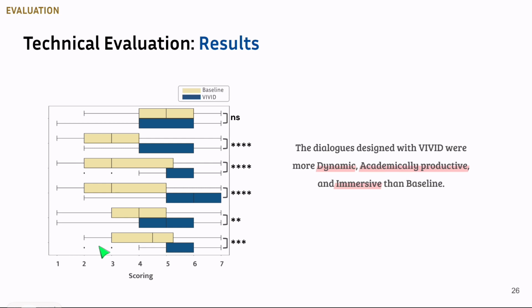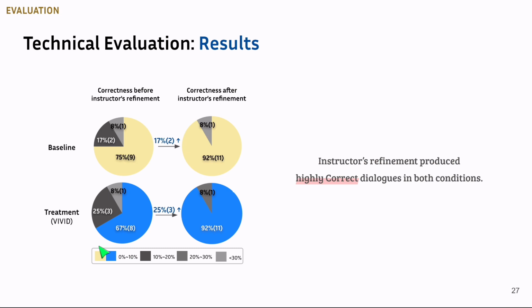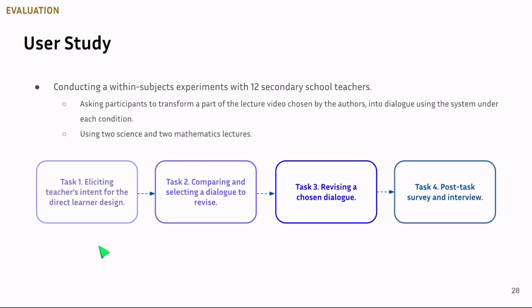In a nutshell, our technical evaluation showed that the dialogues designed with Vivid were more dynamic, academically productive, and immersive than the baseline. In terms of correctness, instructors' refining process produced highly correct dialogues in both conditions. We also conducted a within-subjects experiment with 12 secondary school teachers. We asked participants to transform a part of a lecture video chosen by the authors into a dialogue under each condition.